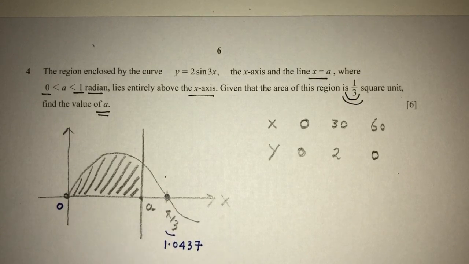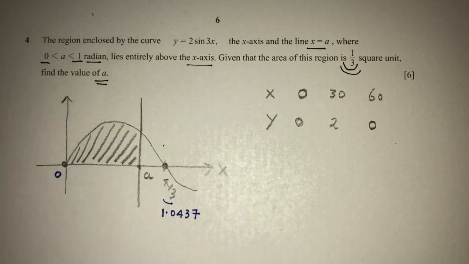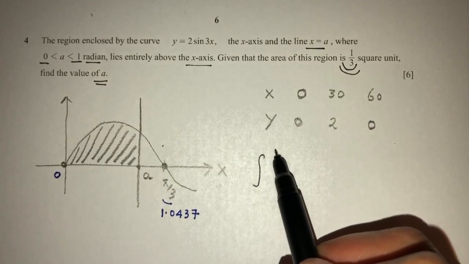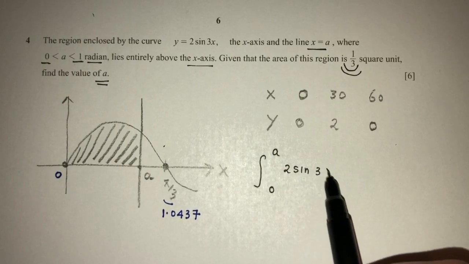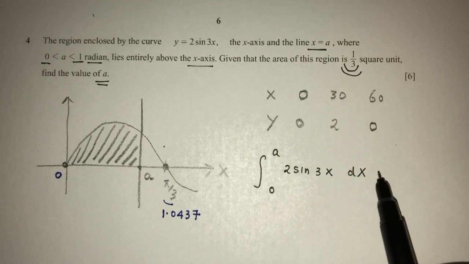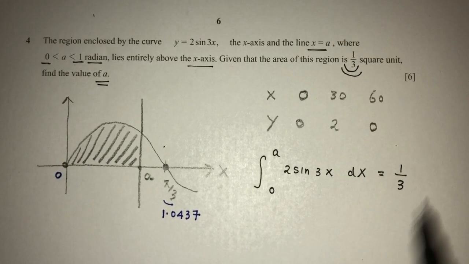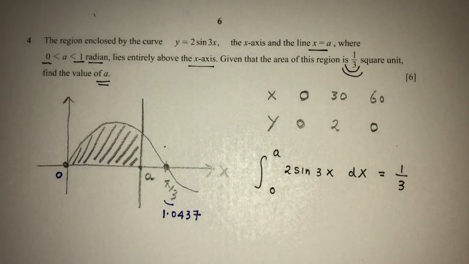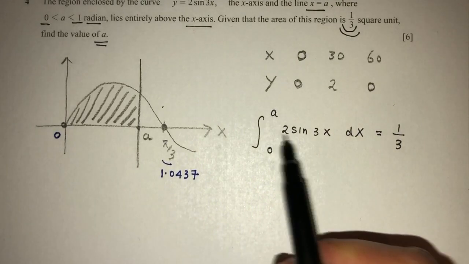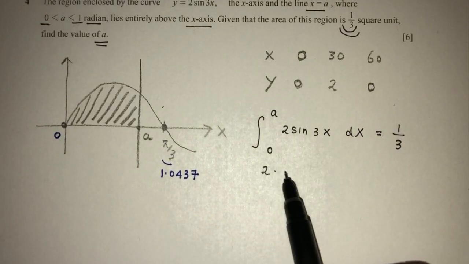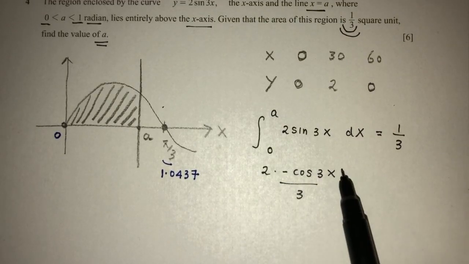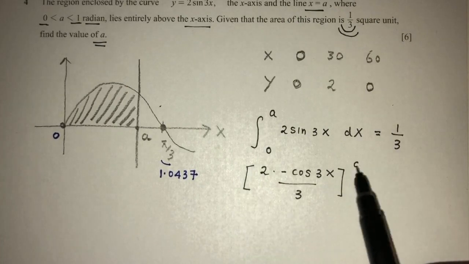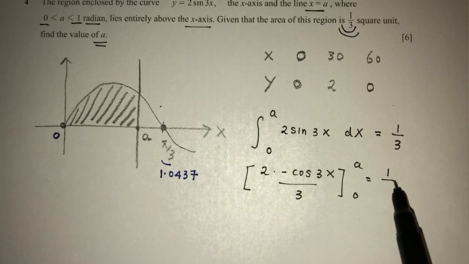So how do you find the area of a region below the curve? We have to use the formula, which is the integration from 0 to a of the curve, which is y, 2 sine 3x dx. We know this is equal to 1 over 3, as given by the question. So we have to use that to solve for the value of a. The integral will be minus 2 cos 3x divided by 3, between a and 0, equal to 1 over 3.